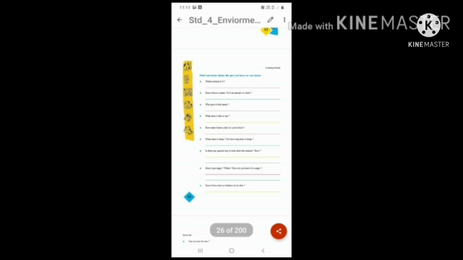Then coming to the next, draw a picture of that animal and color it. You'll draw the picture and then you are going to color it, whether it's a bird, a dog, a cat, whatever. Give it a name of your choice. Now you can name it. You can change the name and give a name of your choice.